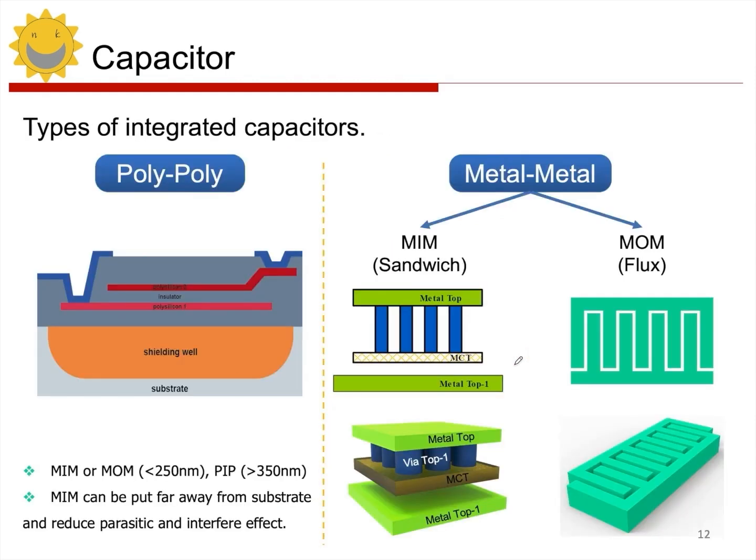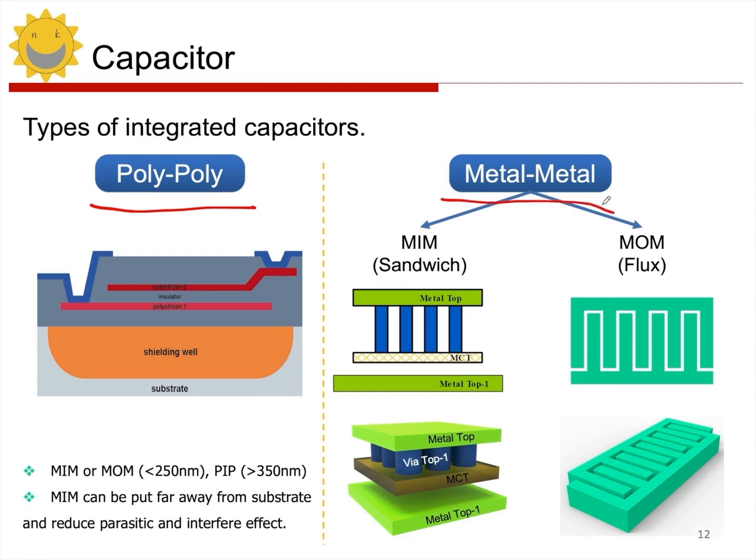Now let's take a look at what types of capacitors are offered in integrated circuit processes, and how they are drawn. First of all, in integrated circuits, there are mainly two types of capacitors. The first type is called poly to poly, and the second type is metal to metal. Let's take a look at this. It's quite easy to understand, right?